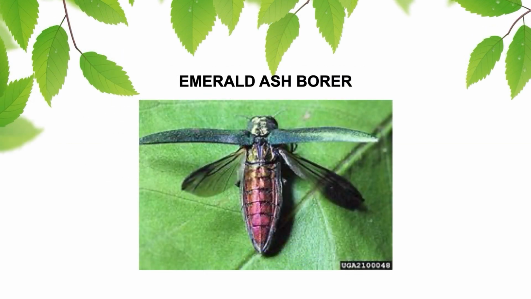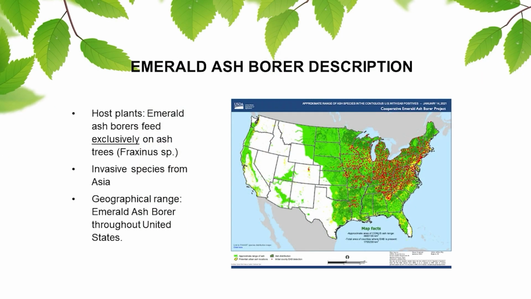The next pest is the emerald ash borer. The emerald ash borer is a flat-headed borer in the Buprestid family that feeds exclusively on ash trees. It is currently in many states in the eastern and midwestern United States and continues to expand to the west and south, wherever ash trees grow.